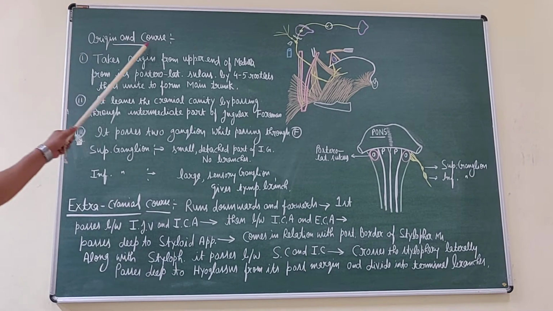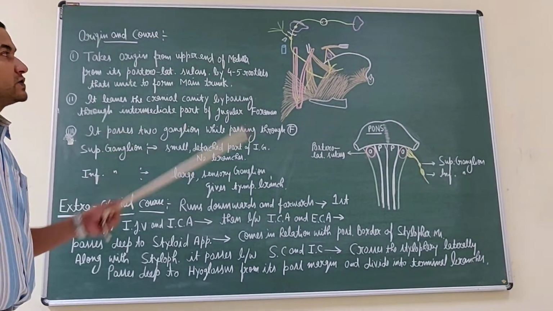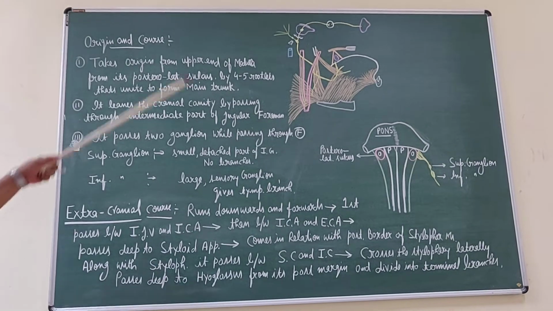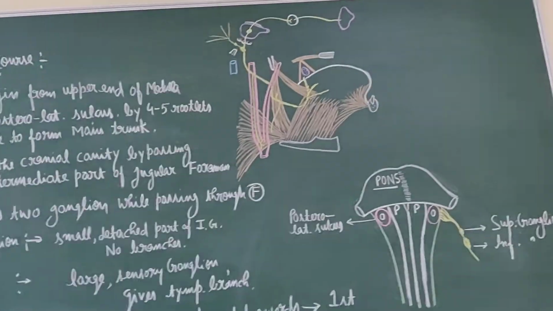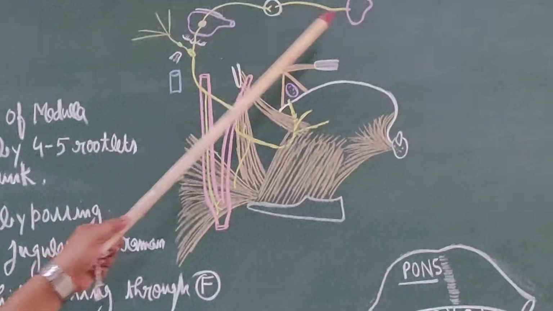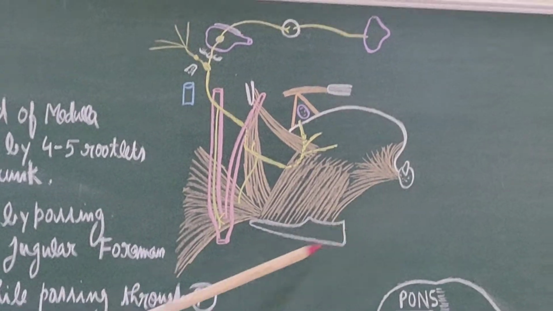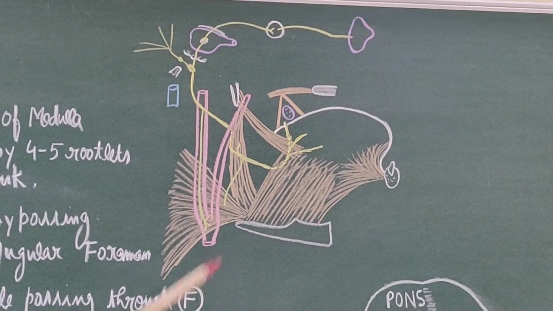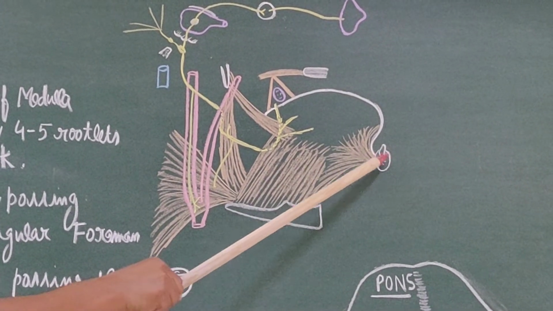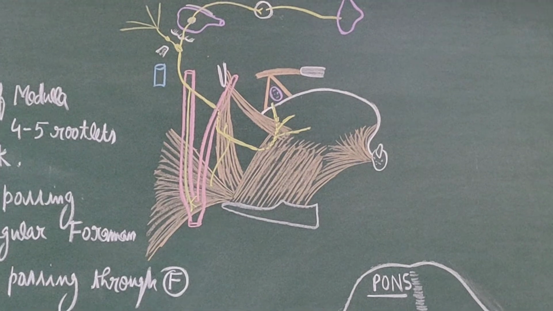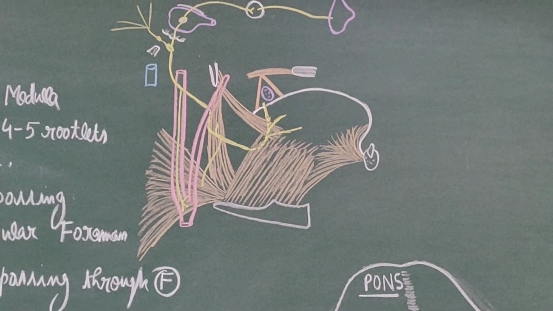Now the origin and the course of the glossopharyngeal nerve. Before we go to the course, this diagram has been made so many times, so you should know the structures. This is the hyoid bone, this is the mandible. It is the sagittal section.